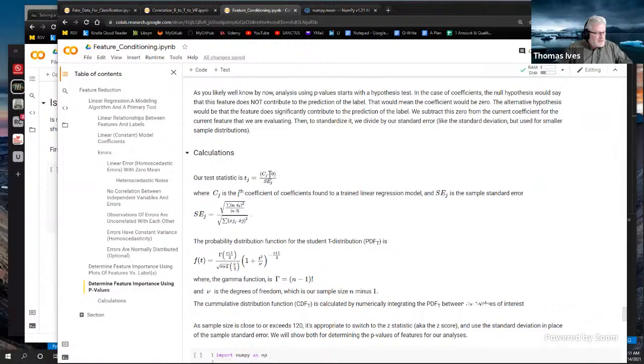Okay, so here's the assumption that this is the alternative hypothesis, that no, there is a significant coefficient. And here's the assumption that no, there's no correlation of this feature to the label. And we're doing this, but we need to divide this by some type of error term, like a standard deviation, but we need a special one for when we're doing this with linear regression.